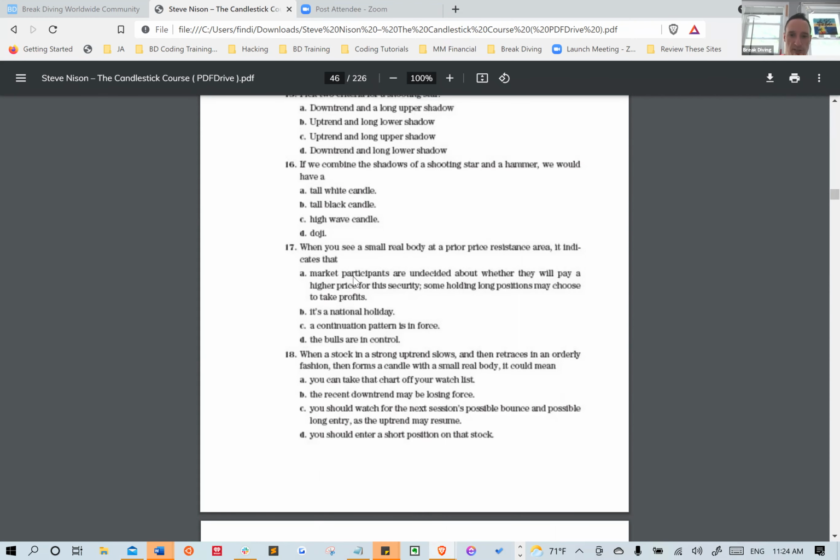Okay, 17. When you see a small real body at a prior price resistance area, it indicates that market participants are undecided about the direction. I'd say A. Yeah. They're undecided. Or maybe D, maybe B. Must be a national holiday.